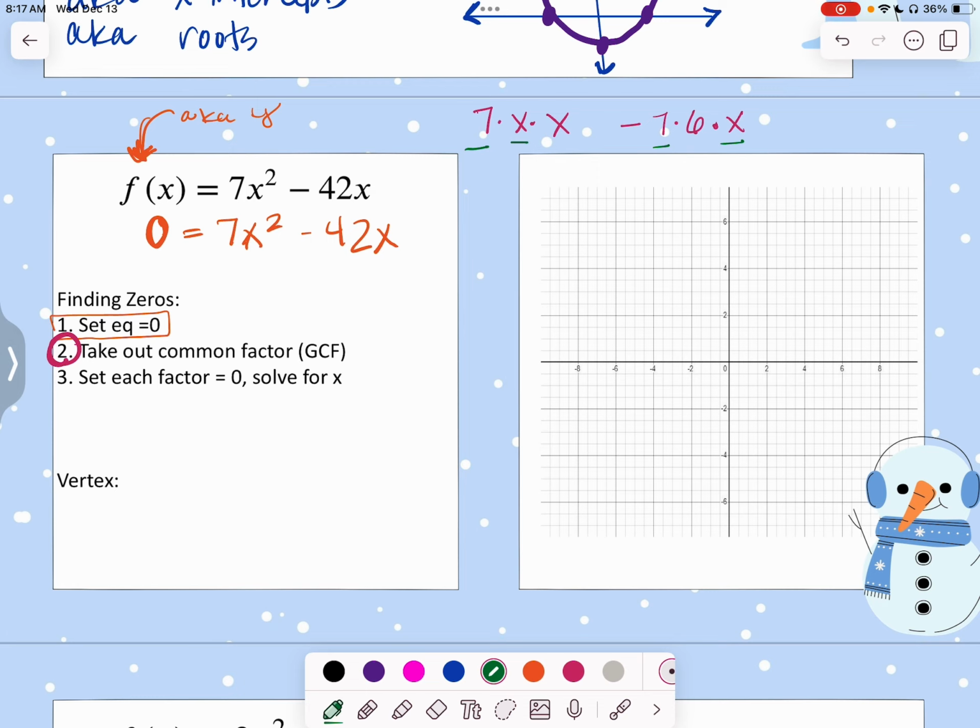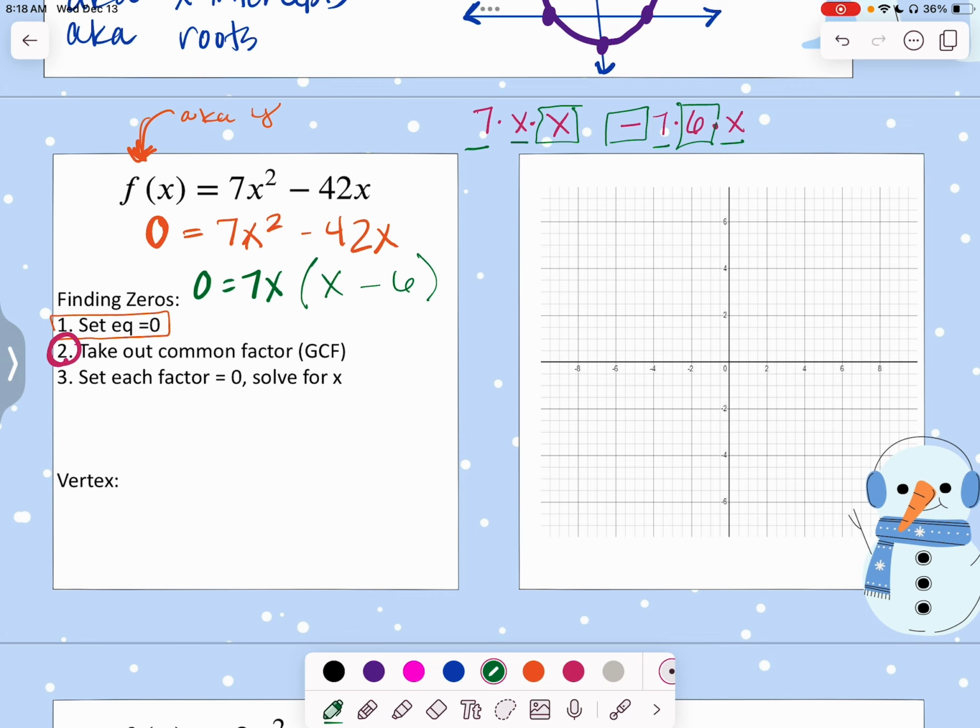I'm going to take a 7x out, and it's like dividing. So when I think about 7x squared divided by 7x, what I'm left with is just an x. I put a parenthesis here. And when I take the 7 and the x out of the second half, I'm left with the negative and the 6, and those go inside the parenthesis. Remember, this is like undoing what I did before. On the first slide, I distributed. Now I'm undistributing. How could you check your work? You could redistribute.